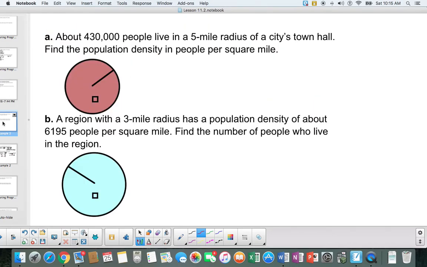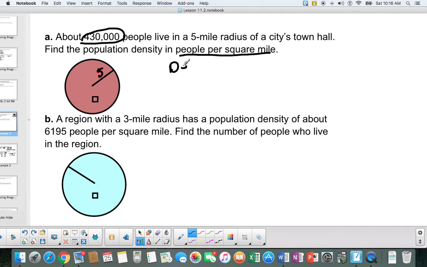All right, so here we have a circle that represents the area of a city with a 5-mile radius. So I'll put 5 right here. And we know that this many people live in that entire city, and we'd like to figure out the number of people per square mile. So right here, how many people are living in each little square mile in this city?